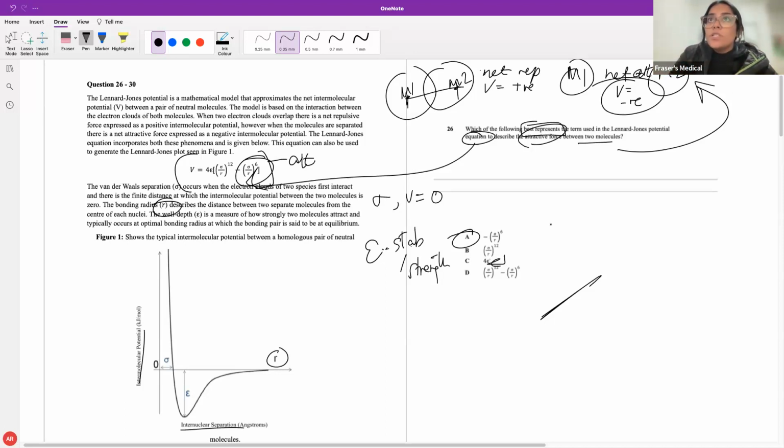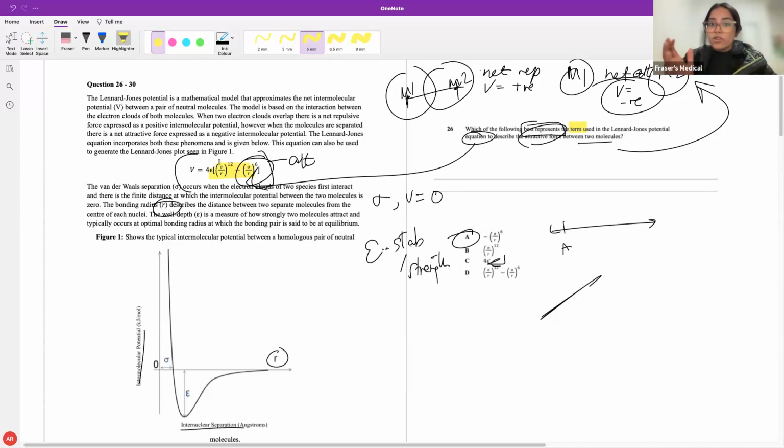So option A would be the best one because it is negative. It is a part of the equation. And remember, the question is also asking for a term. This entire thing in the middle of the equation is a function. This is saying A minus B. That's not one term, right? And also the thing in the middle is giving you an indication of a difference between an attractive and a repulsive force.